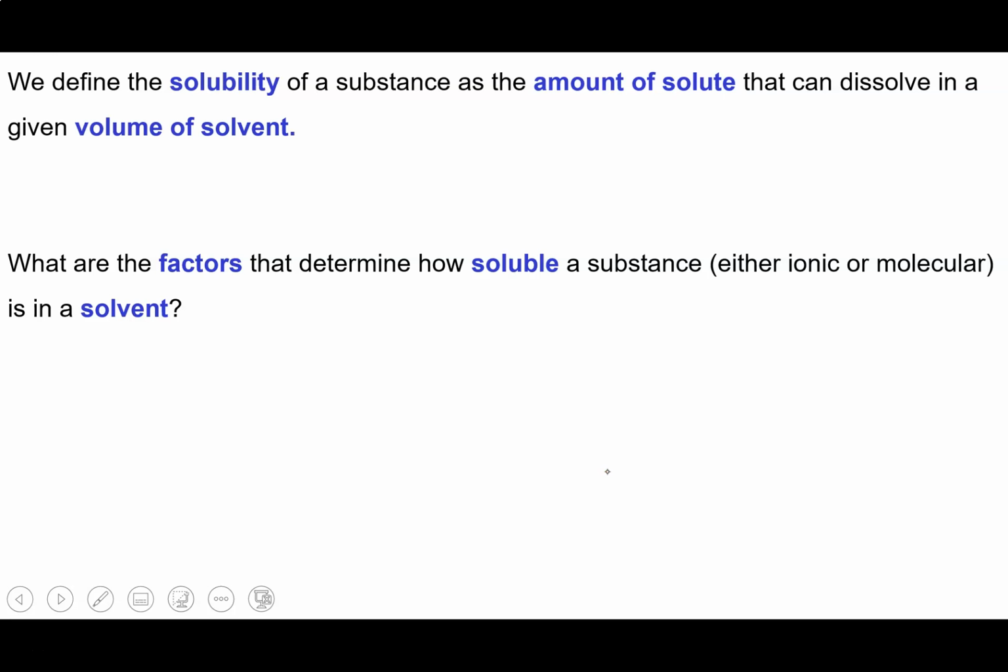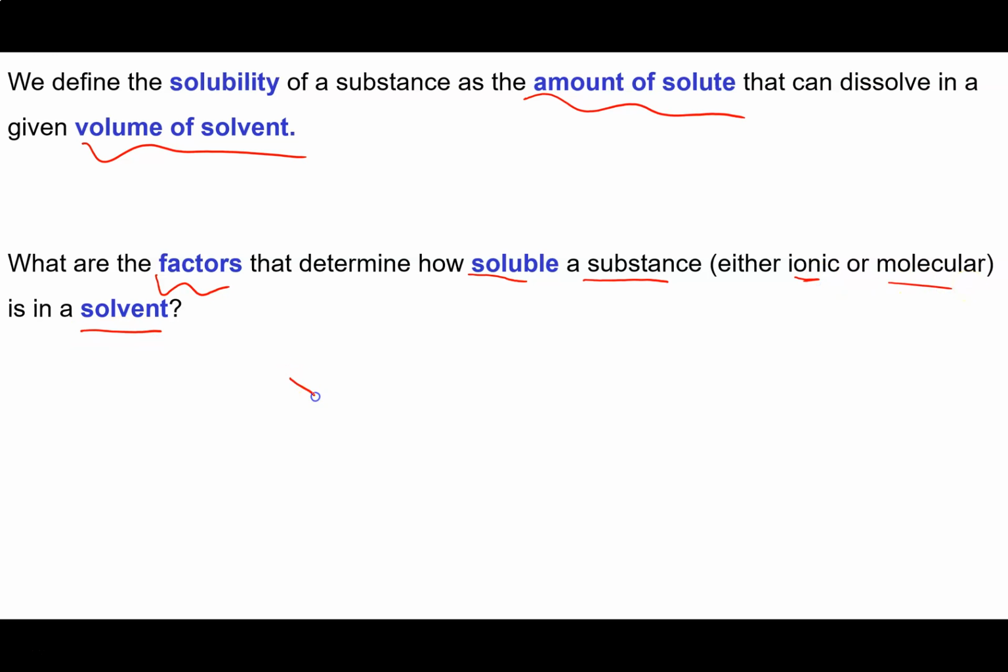So what do we mean by solubility? What we mean by solubility is the amount of solute that can dissolve in a given volume of solvent, and we're going to do a whole section on this. But for now, what we're really concerned with are the factors that determine how soluble a substance is, whether that be an ionic compound or a molecular compound, in a given solvent. And to begin with, we're going to look at ionic compounds, as I mentioned, and the factors that affect their solubility in water as the solvent.